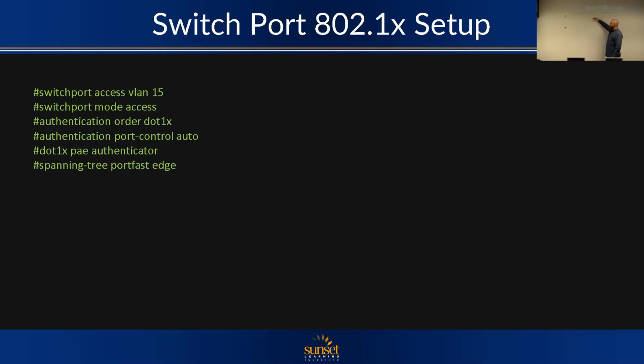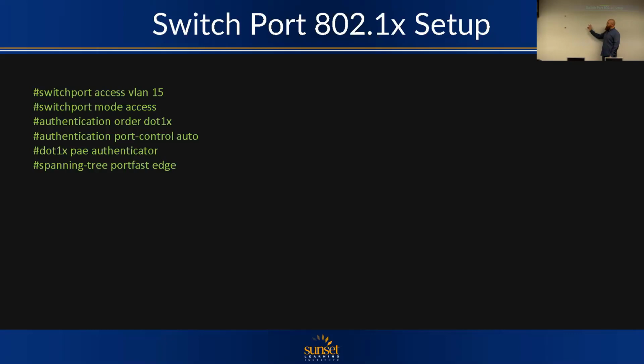So it's authentication order dot1x. So if you wanted to, you could fail over to local. We're just saying use 802.1x authentication. We're turning on the authentication port control based on 802.1x. And then we're saying the dot1x PAE authenticator, again, giving priority. Those three, it doesn't really matter what order you're doing it. You're enabling 802.1x. You're setting it up to just point off to the radius server.